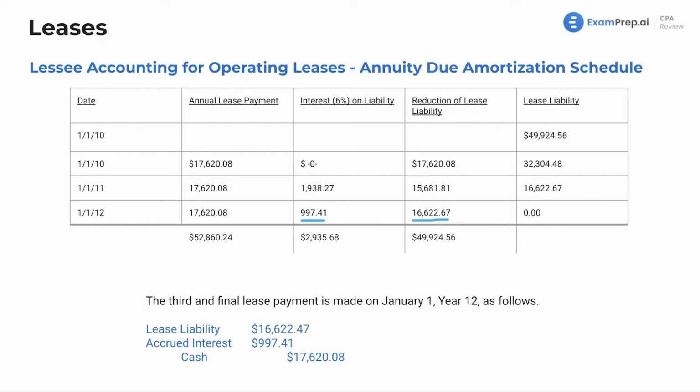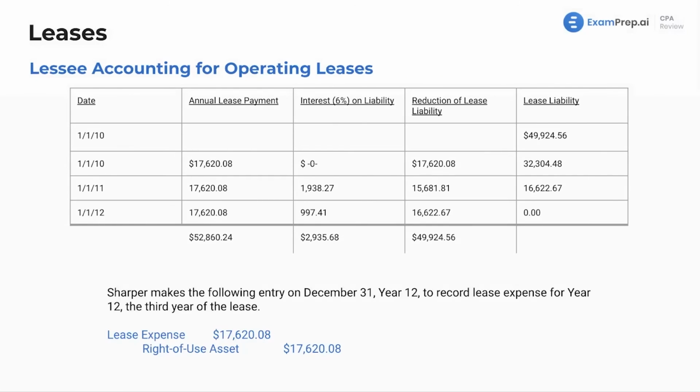Now, the third and final lease payment is made on January 1st, year 12, as follows. Here it is, same journal entry. We're paying everything down. We are reducing cash because part of it's interest and part of it is principal. All right. Now we've got the following entry on December 31st, year 12, to record the lease expense for year 12, the third year of the lease. Now this is wrapping it all up.